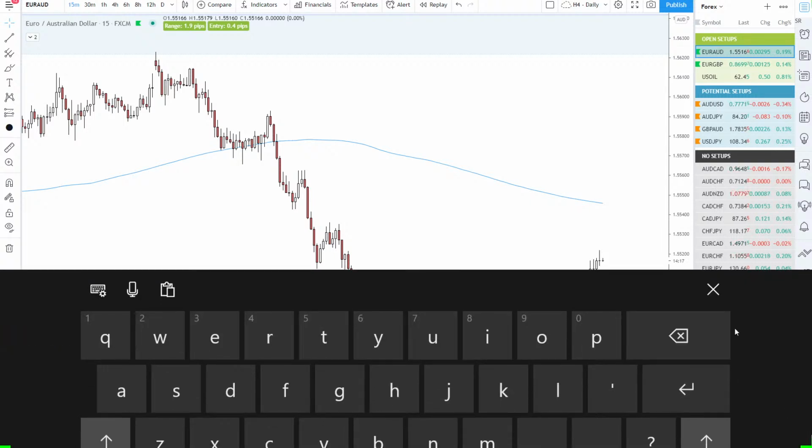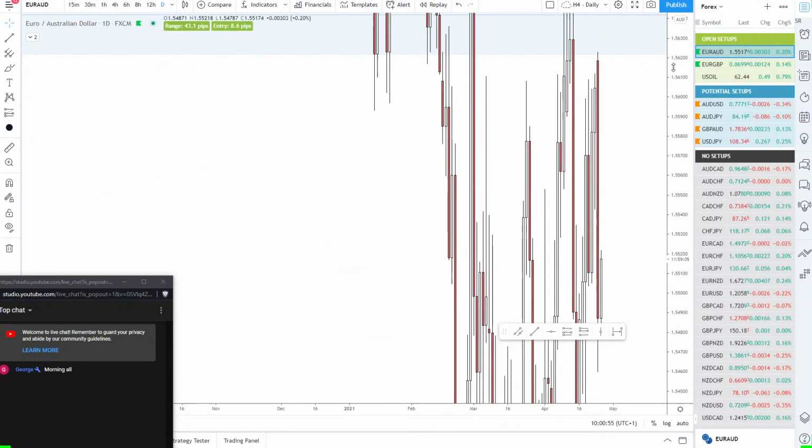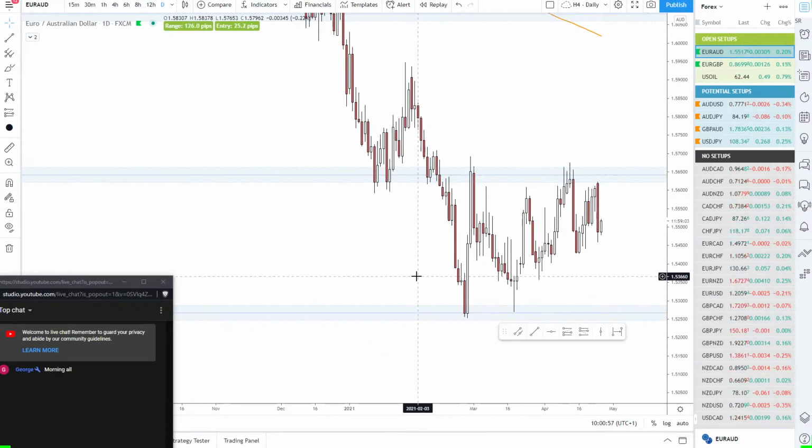Today is, oh, that's the wrong button there. Today is Tuesday, the 27th of April, 2021. Time is 10 a.m. here in the UK. You're looking at a Euro AUD daily chart. Oh no, it's a 15-minute chart, but we're switching up to the daily chart right now. So, lots of stuff to talk about today.